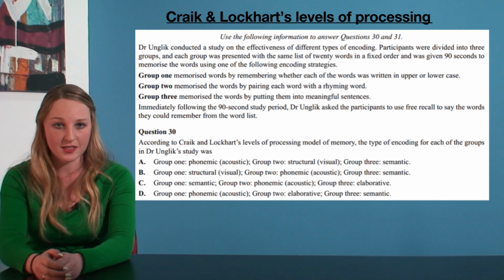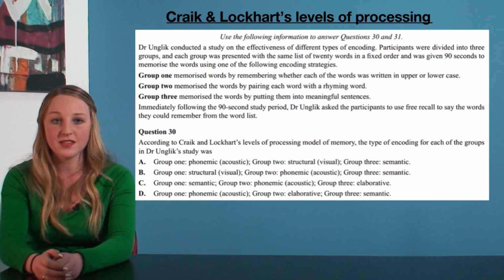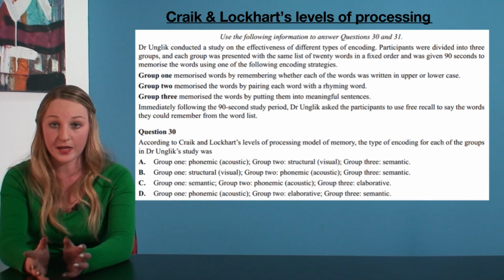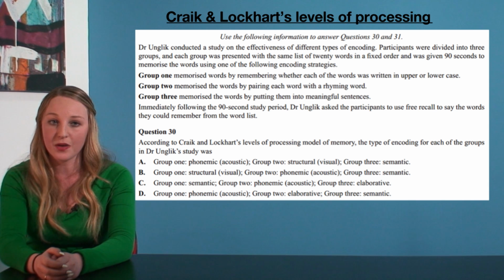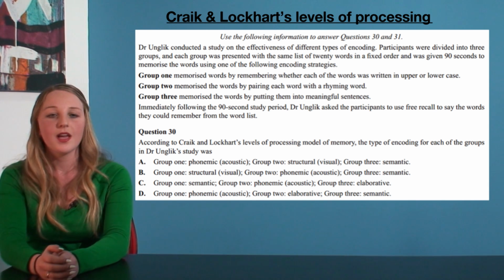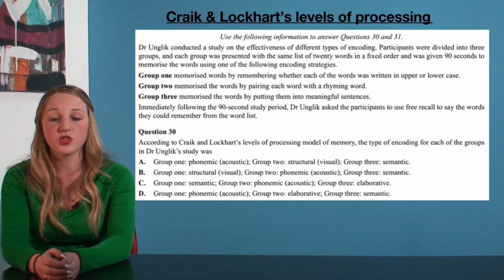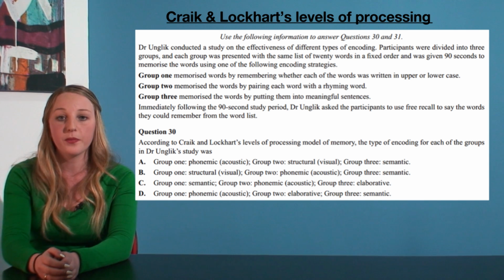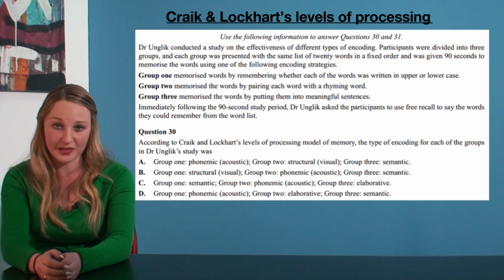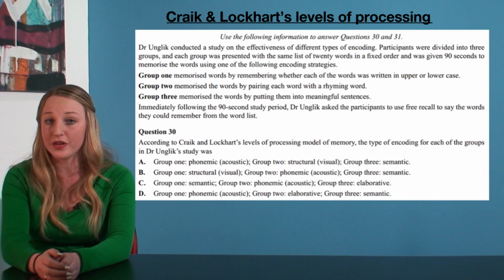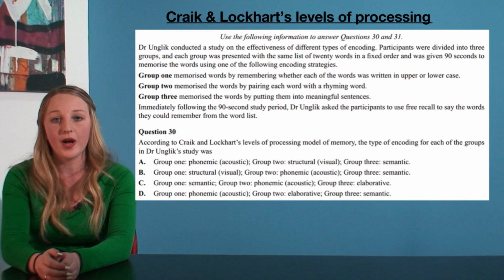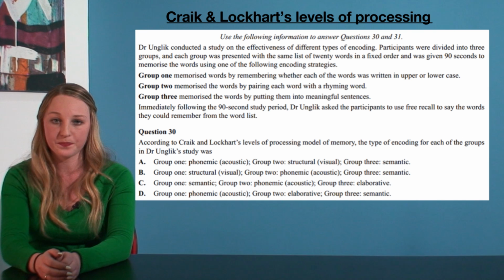The question reads, according to Craik and Lockhart's levels of processing model of memory, the type of encoding for each of the groups in Dr. Unglick's study was which of the following? In the case study, Group 1 is trying to memorise words by remembering whether they are in lowercase or uppercase. This is a physical property of the word, a part of its appearance. This means that Group 1 is using visual processing.